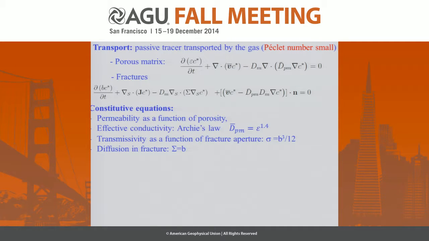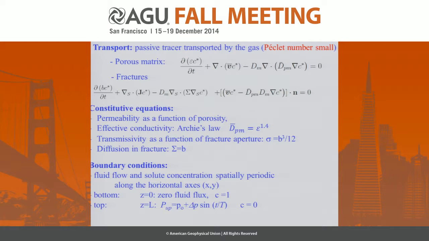And we need some constitutive equations, the permeability as a function of porosity. And then for the effective conductivity, we assume that we have Archie's law with an exponent of 1.4. So that's very classical. And the transmissivity here of the fractures, we assume that they are given by this Poiseuille-like equation. And the dimensionless diffusion in fractures is simply equal to the aperture of a fracture.